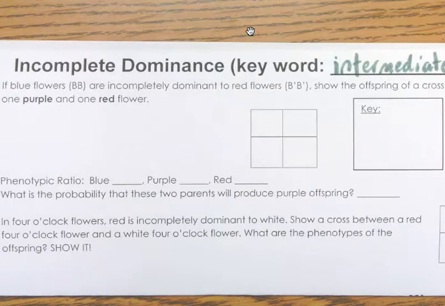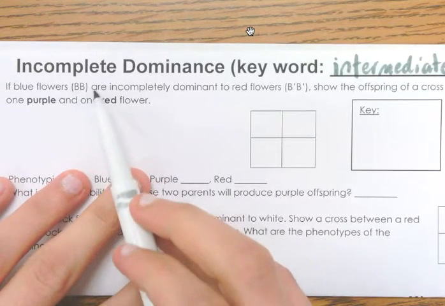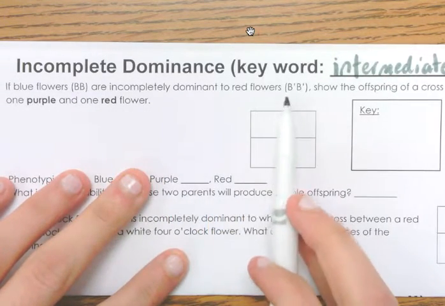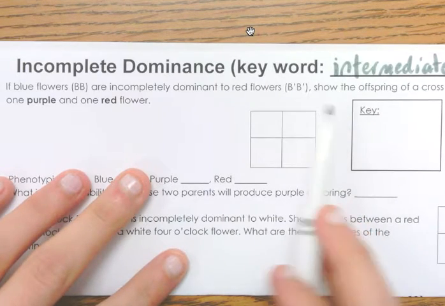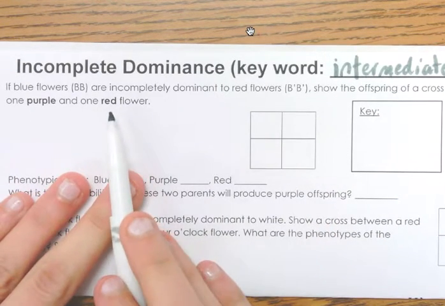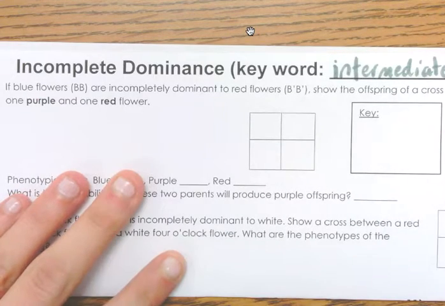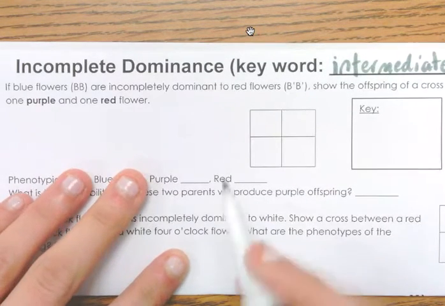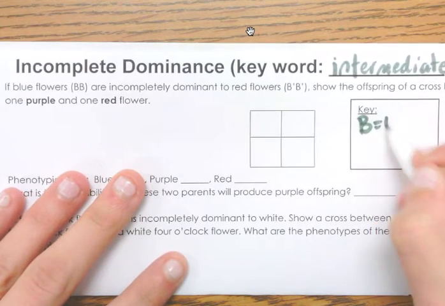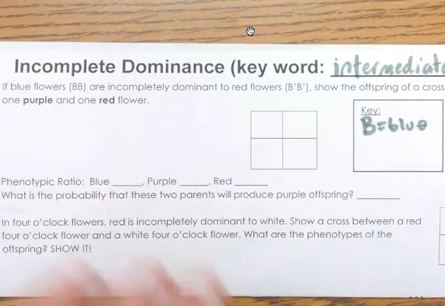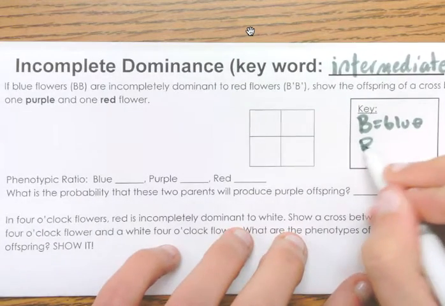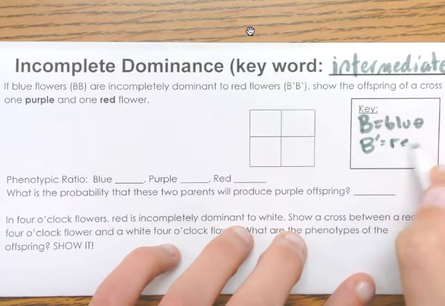When I make any of my Punnett squares, regardless of what kind of inheritance I'm using, I always want to make a key. So here, that's what we're going to do first. We're told blue flowers, big B, are incompletely dominant to red flowers, B prime. Show the offspring of a cross between a purple and a red flower. Okay, so here we have to do a little inferring. The allele B codes for the blue phenotype. B prime is going to be red.